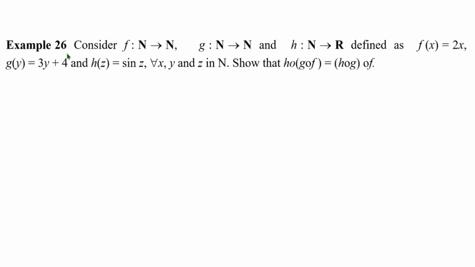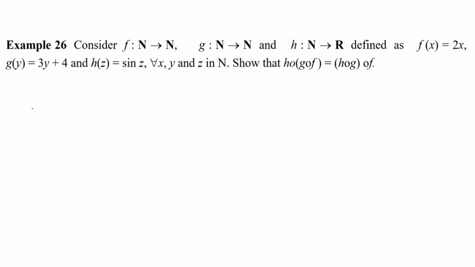Next question, consider f from n to n, g from n to n, and h from n to r defined as f of x equal to 2x, g of y equal to 3y plus 4, and h of z is equal to sin z for all x, y, and z in n. Show that h of g of f is equal to h of g of f.